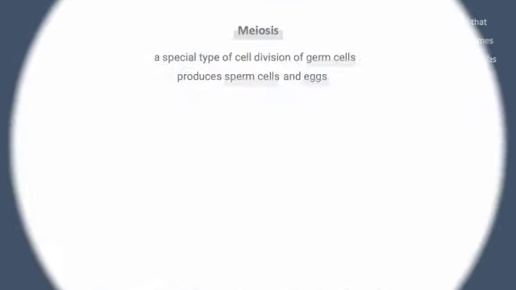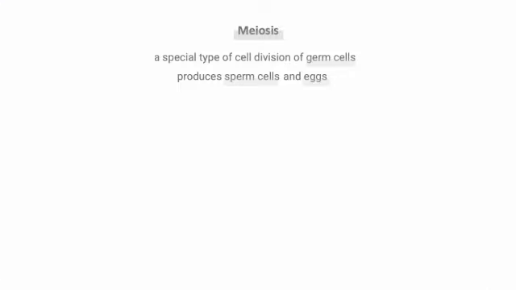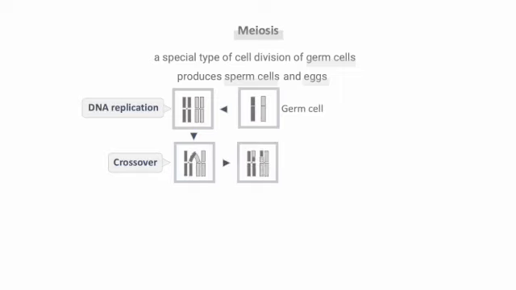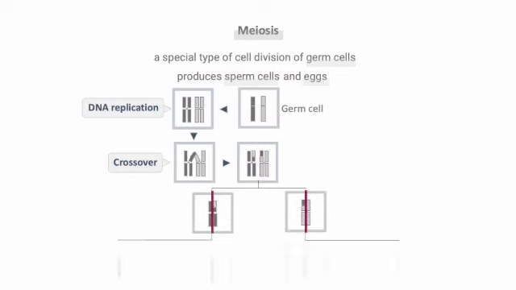Let's start from the beginning. A germ cell has DNA replication at the beginning of meiosis 1. Crossover of DNA creates genomic diversity. And then divide once, twice. That's it.